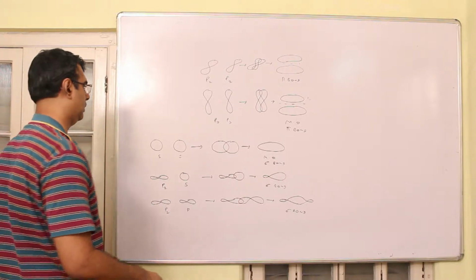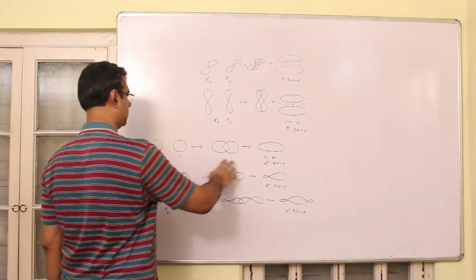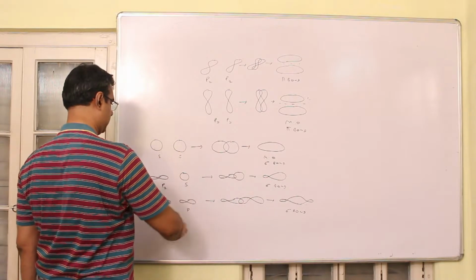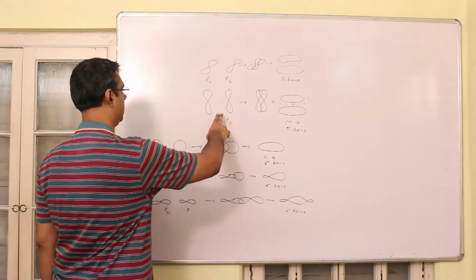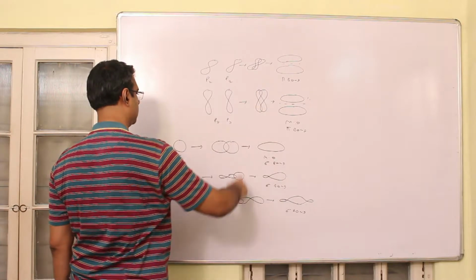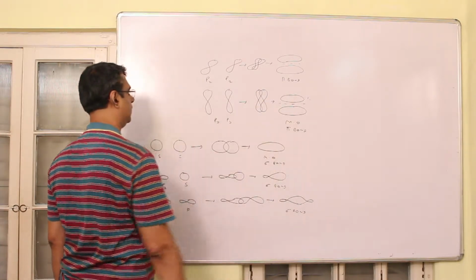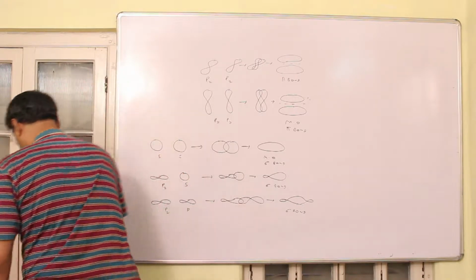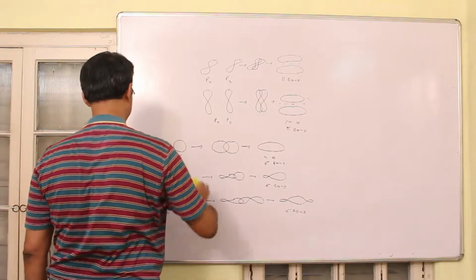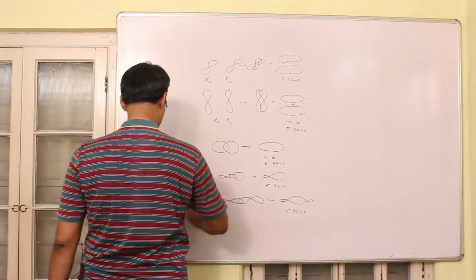Depending on whether the overlap of the orbitals is head-on, like in these cases, or lateral, like in these cases, for head-on we call it a sigma bond, and for lateral we call it a pi bond. So these are the broad categories of bonds, sigma bond and pi bond.